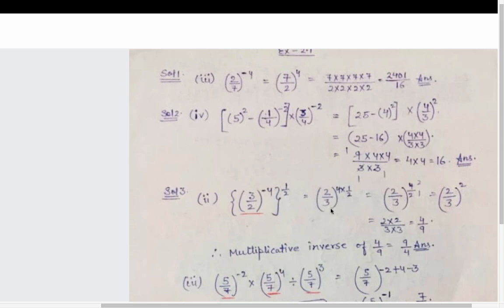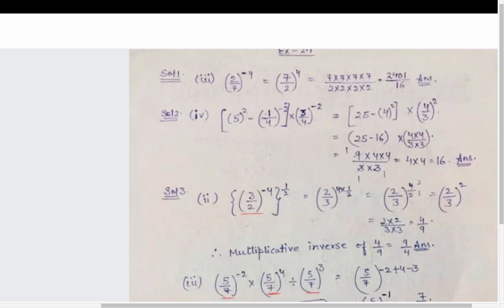So 2 by 3 whole raised to power 4 into 1 by 2. Simplify it. It comes out 4 upon 2, that is 2 is left. So we get 2 by 3 whole raised to power 2, that is 2 square upon 3 square. This power will be written for each numerator as well as denominator the same. So what do you get? 2 into 2 upon 3 into 3, that is 4 upon 9. Yes, students, correct.